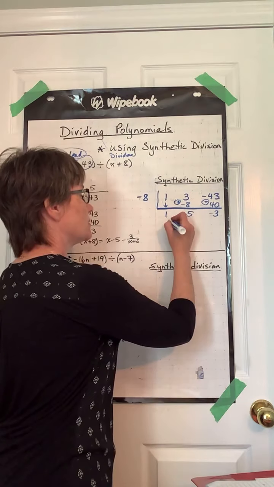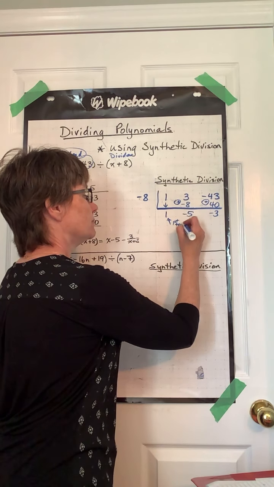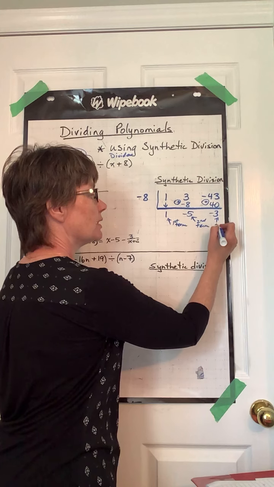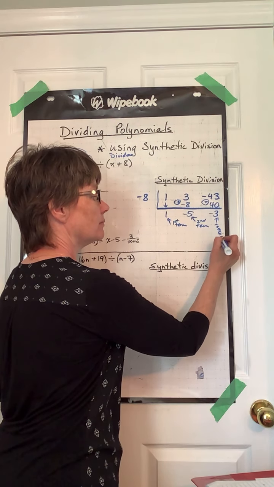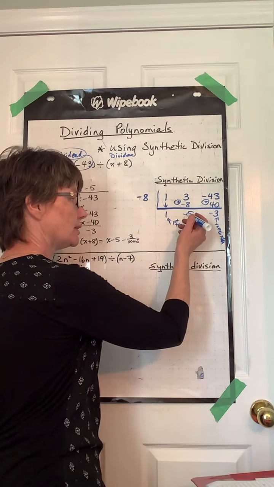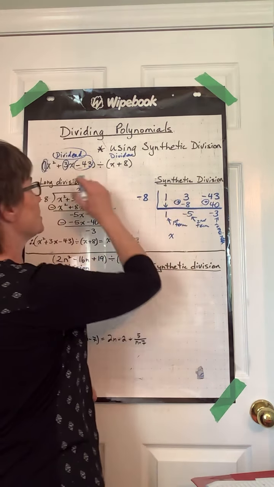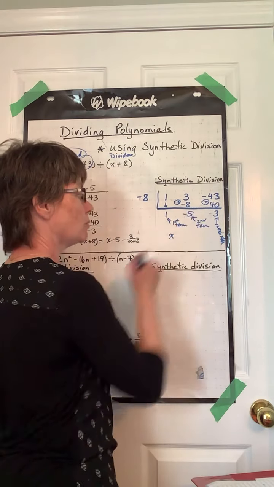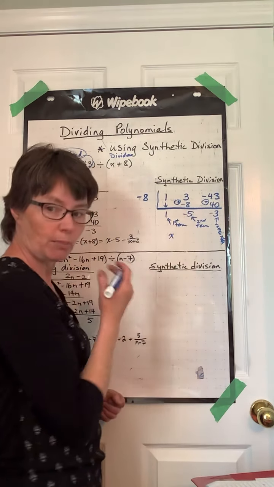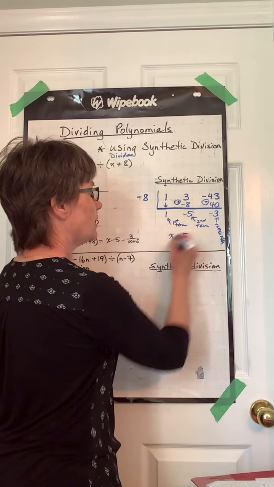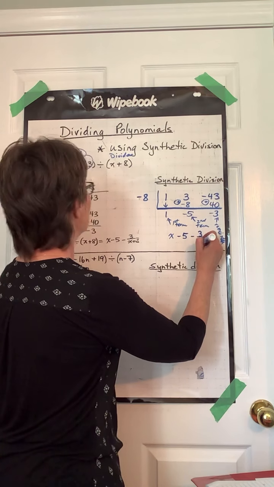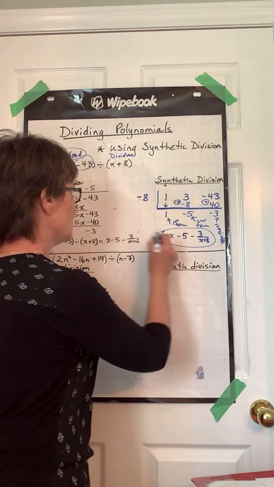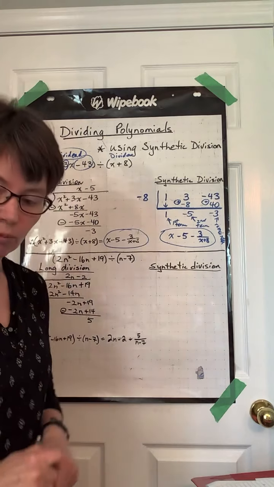Now to interpret our answer, this is our first term, second term, and so on until we get to the last one, which is actually our remainder. So to interpret this answer, we would say x, because we started with an x squared, we're dividing by x, so our answer is going to start with a power of 1. So x, subtract 5, and the remainder minus 3 over x plus 8, which was what we were dividing by. Notice this answer is the same as the answer that we got when we did the long division.